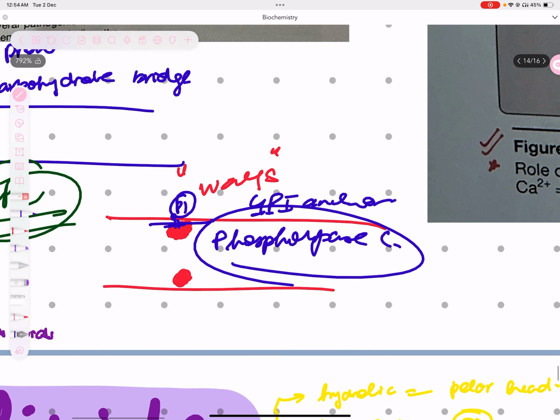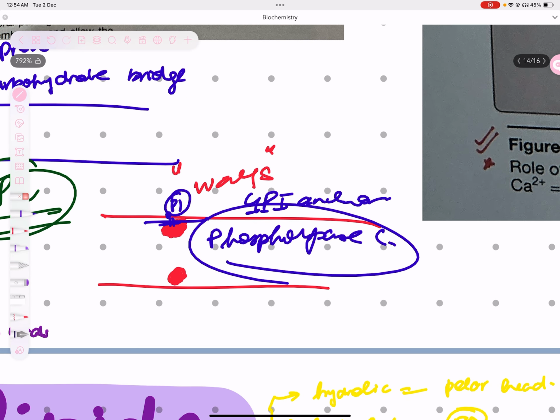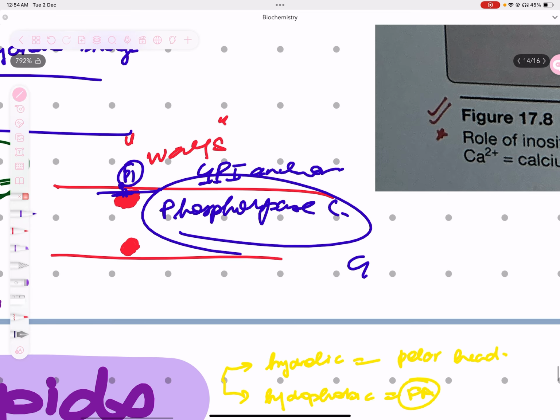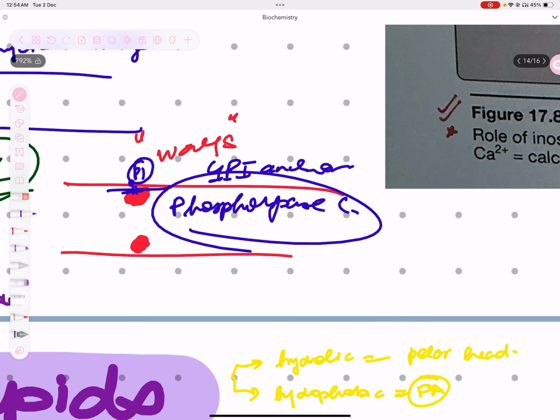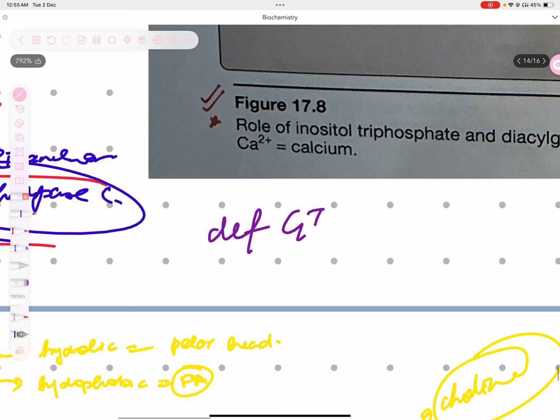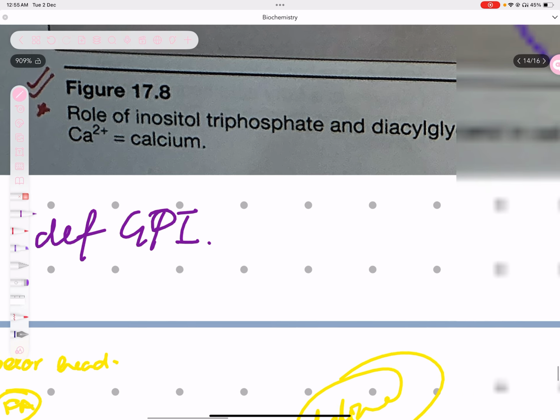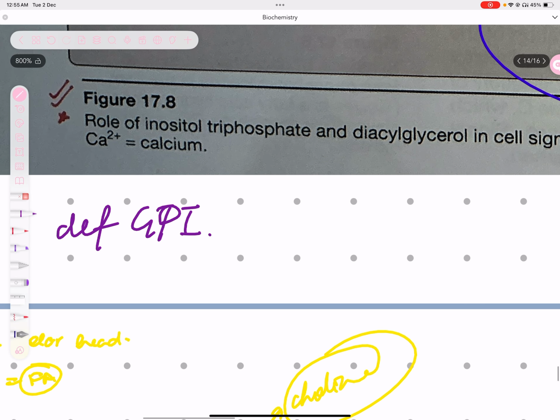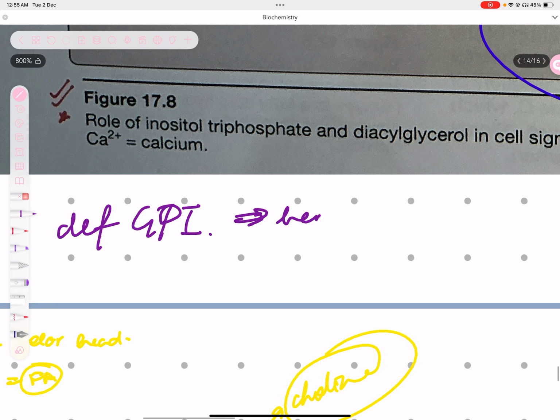Now, if for any reason there is a deficiency in the synthesis of GPI, which is the anchor glycosyl phosphatidyl inositol, then this is a clinical condition that I'm going to explain right now. So if there's a deficiency of GPI, what happens exactly in hematopoietic cells? A hemolytic disease develops that has the name paroxysmal nocturnal hemoglobinuria.